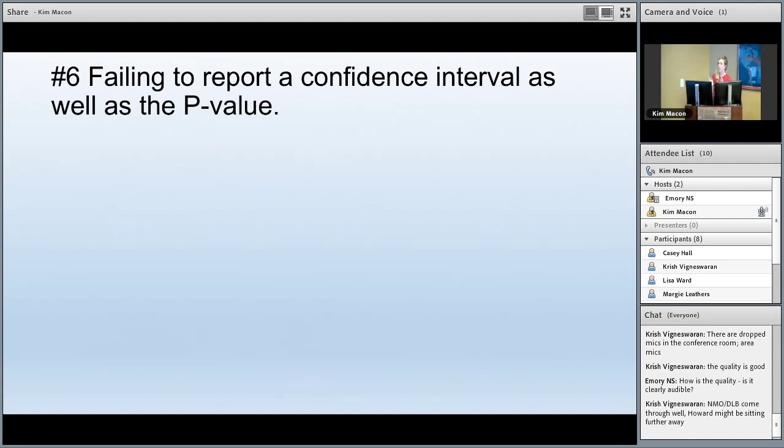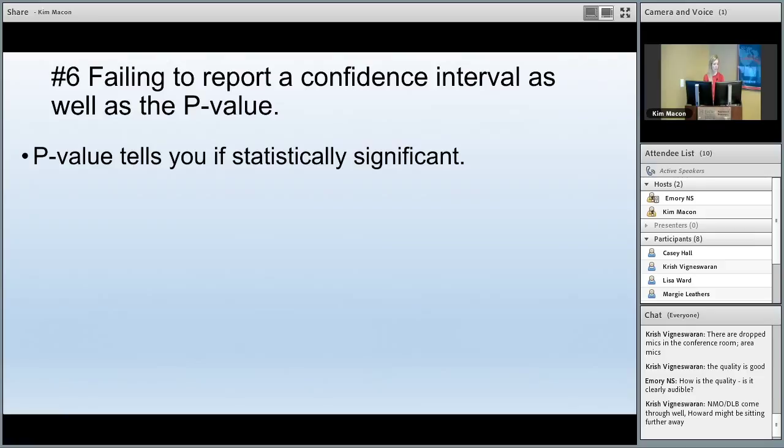So here is the next one I want to talk about, which is failing to report a confidence interval as well as the p-value. I think a lot of journals are moving towards this. In fact, some journals are moving away from even allowing you to report p-values. The reason is that people get so fixated on this less than 0.05 thing that they completely lose the clinical significance, and they're willing to hang their hat on anything less than 0.05. All a p-value does is tell you something is statistically significant.